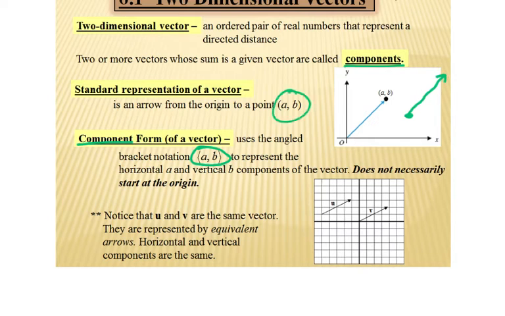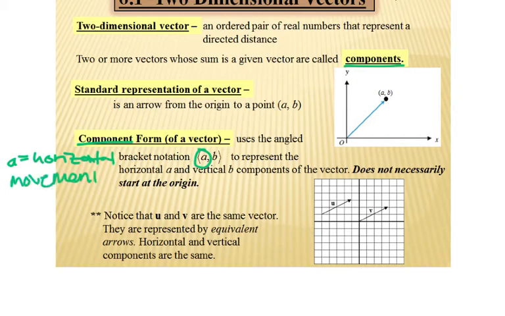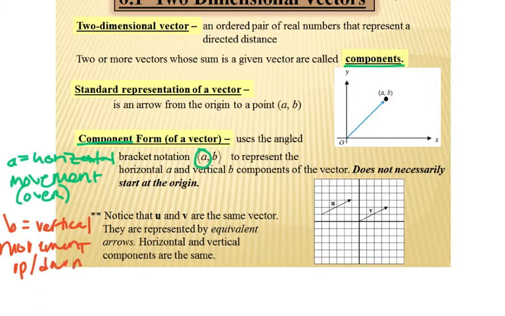So really, when we think of this type of vector, a ends up being the horizontal movement, which is normally what it is, the over. And then the b is going to be your vertical movement. And again, that's up or down based on wherever it is you started, which doesn't have to be the origin. So just so that we have that.